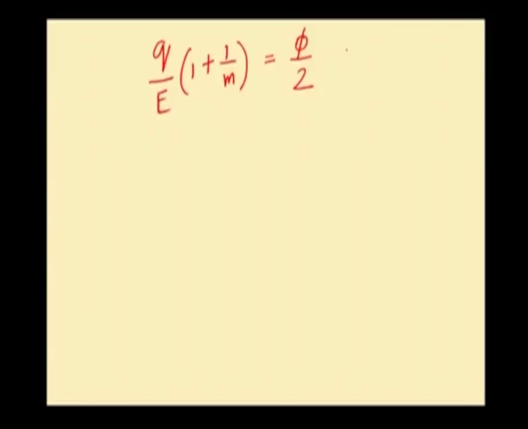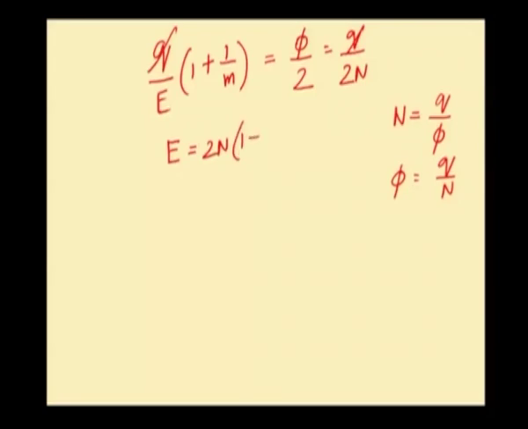Now, phi is shear strain. Shear modulus or rigidity modulus is the ratio of shear stress to shear strain phi. So, from this equation phi will be equal to Q by N. Substituting the value of phi here we will be getting Q by 2N. So, this Q and this Q will cancel out. From this we can get E equal to 2N into 1 plus 1 by m. So, this is the relationship between the rigidity modulus N and the Young's modulus of elasticity E.